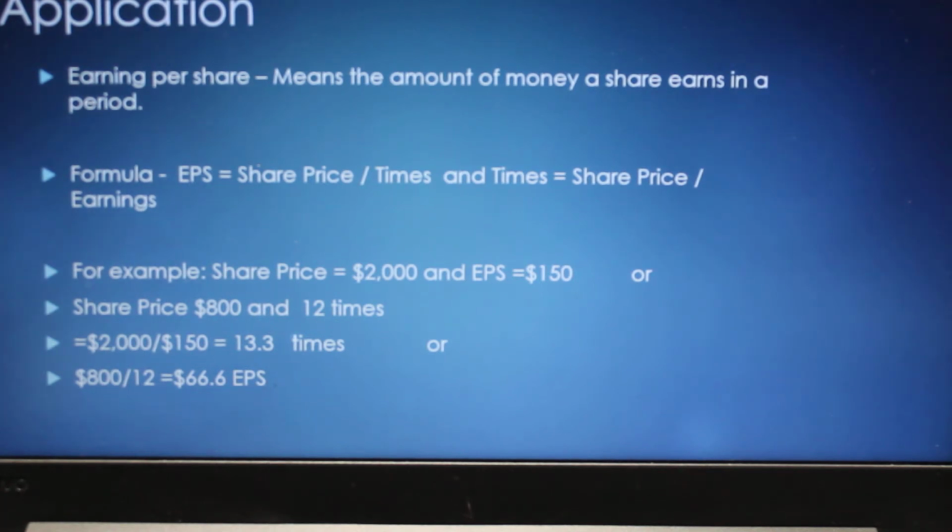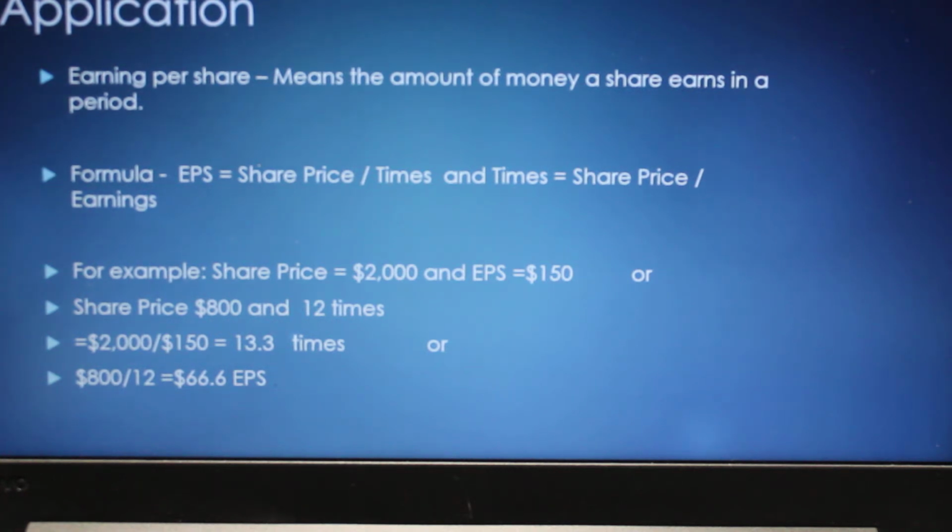Now let's have a look at an example. Let's first of all look at the formula. The formula says earnings per share is the share price divided by the times. And if we want to find the times, times is equal to the share price divided by earnings, but earnings per share is the share price divided by times. Now let's have a look at an example where we can apply the principle.